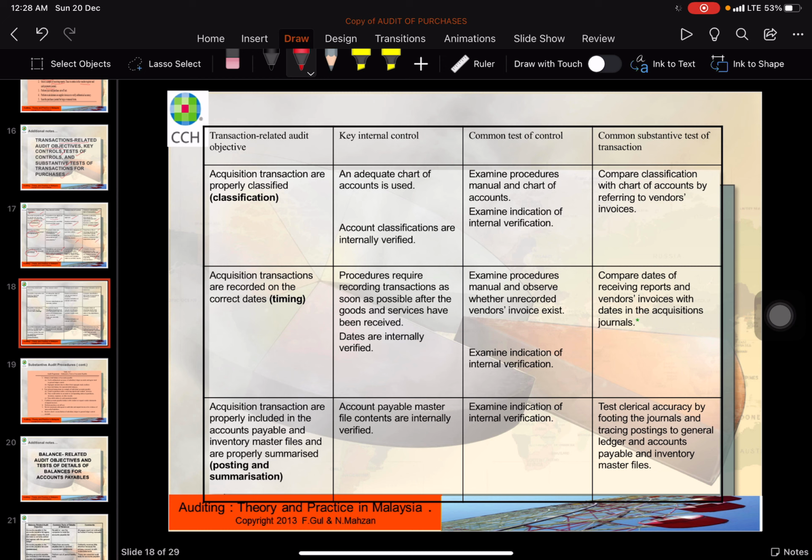This one I think you should study on your own, for classification, timing, and then posting and summarization.